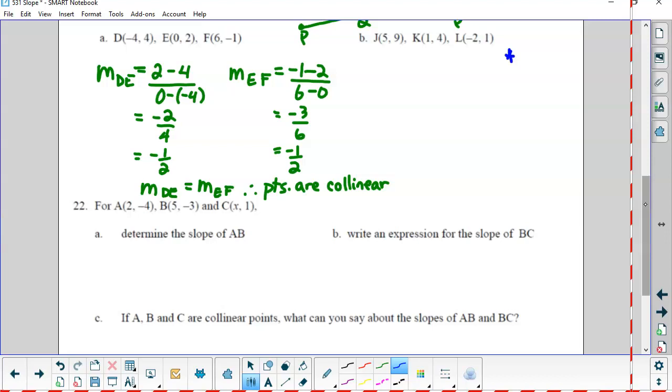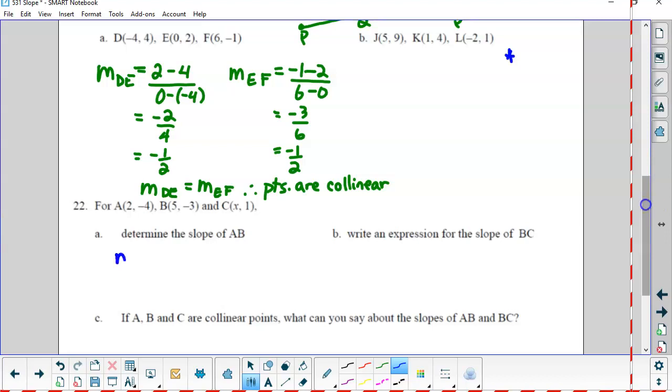So that means the slope between A and B and B and C and A and C, all of those have to be the same. So if we've calculated between A and B, and we've got an expression between B and C, those have to be equal to each other, and we can solve it.